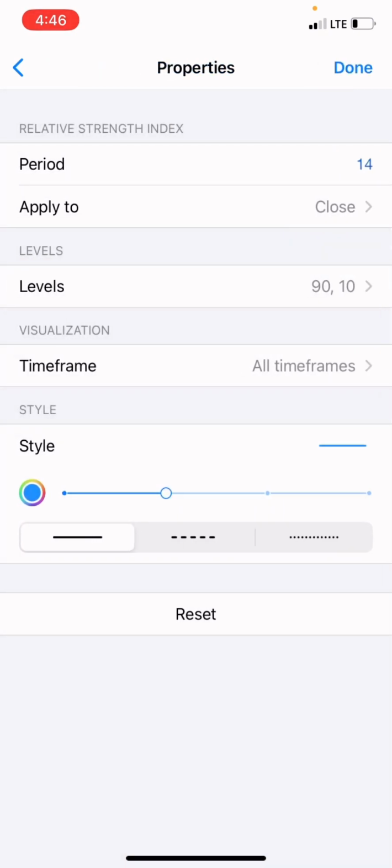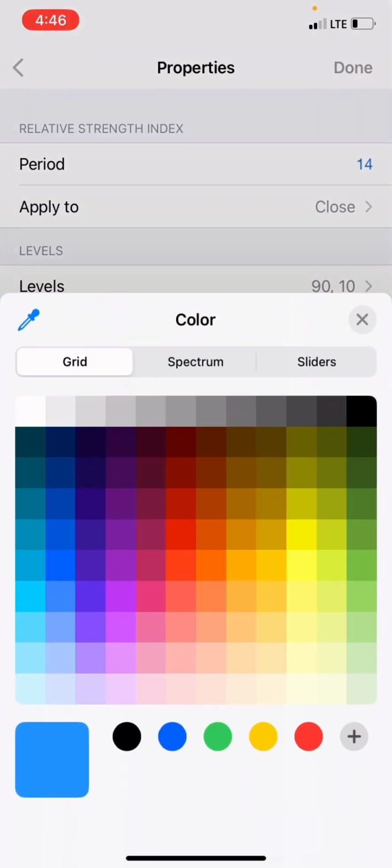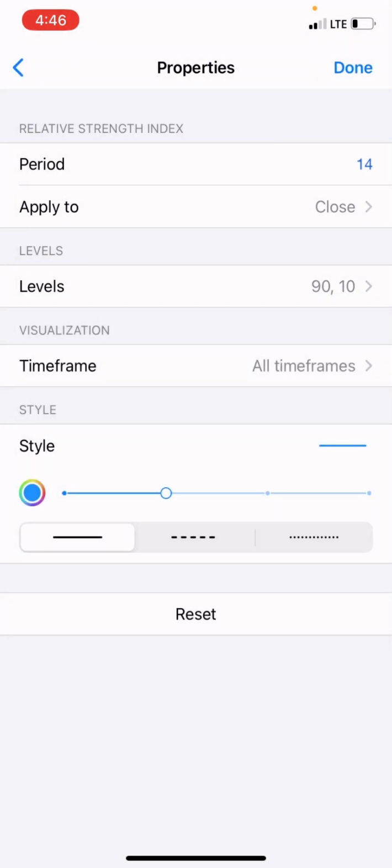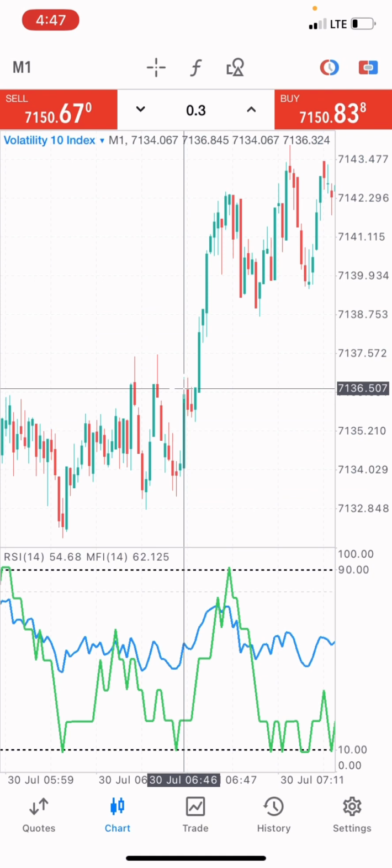Right here the style is going to be blue, and the width is going to be 2 pixels, while the pattern of the line is going to be the straight pattern, which is the first one right here. As you can see, this first one, you apply to all time frames, then you click on done.